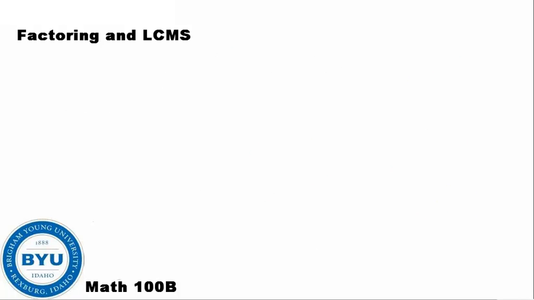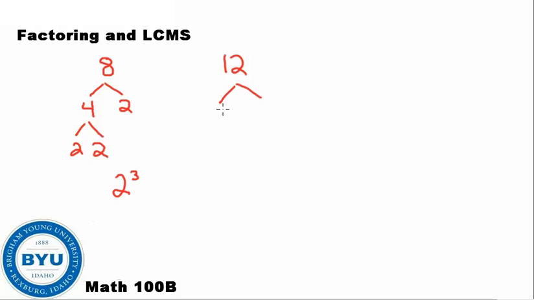The other way to find a lowest common multiple is to use the prime factorization of the numbers. And so let's take a look at an example, 8 and 12. We can find the lowest common multiple by finding the prime factorization. So I'm going to find the prime factorization of 8 by breaking it up. And notice I get 2 cubed. And then I'm going to find the prime factorization of 12, which is 4 and 3, 2, 2. So it's 2 squared times 3.